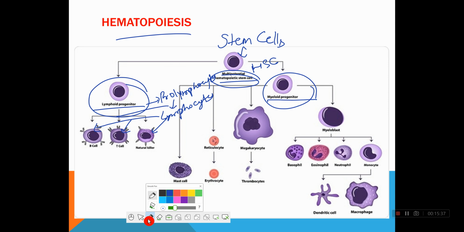The lymphoid progenitor cell will then mature and give rise to prolymphocytes, which are immature lymphocytes. The immature lymphocytes will then mature and develop into lymphocytes. From lymphocytes, B cells and T cells are formed, and a different kind of cell, also known as the natural killer cell, will also arise from the lymphocytes.